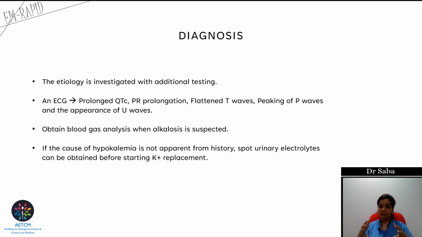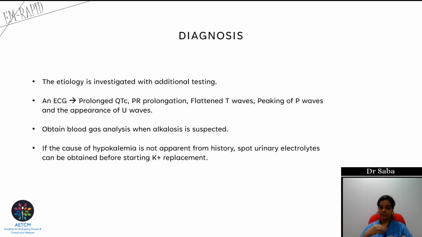Now, one of the first investigations that we do is an ECG, and we look for the features of hypokalemia, that is prolonged QTc, prolonged PR, flattened T waves, peaking of P waves, and appearance of U waves. We will eventually find out through the video that hyperkalemia has the exact opposite features on an ECG.